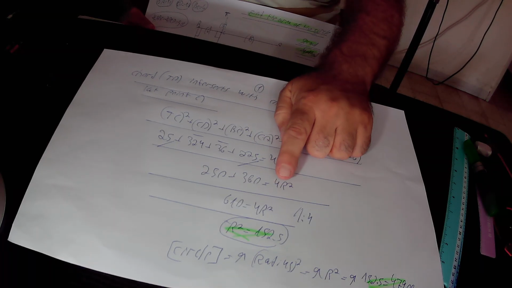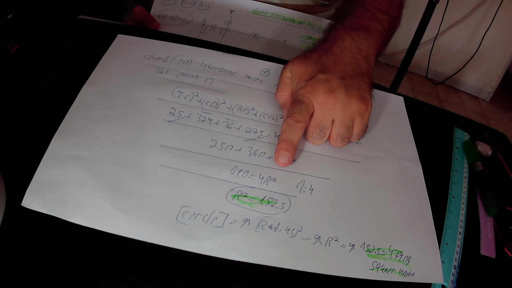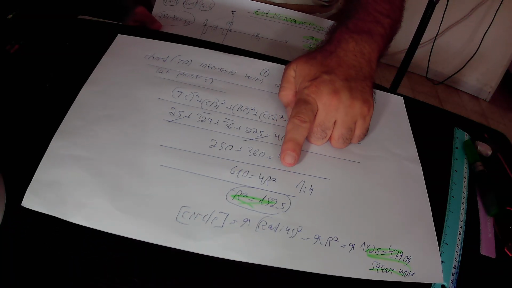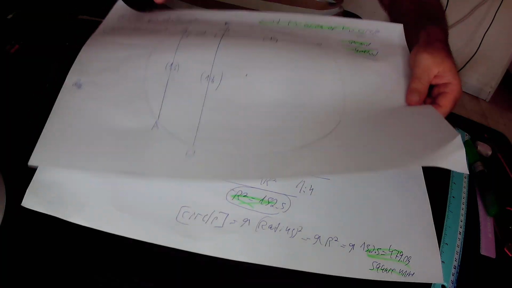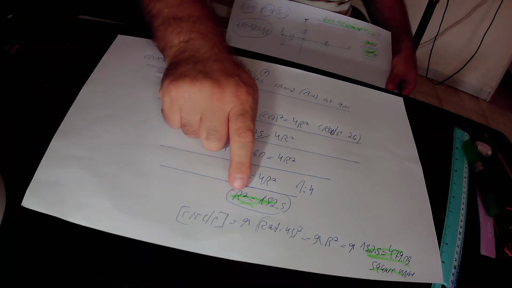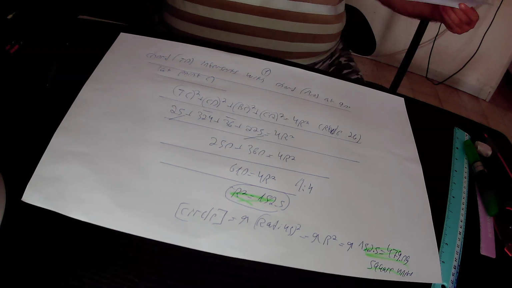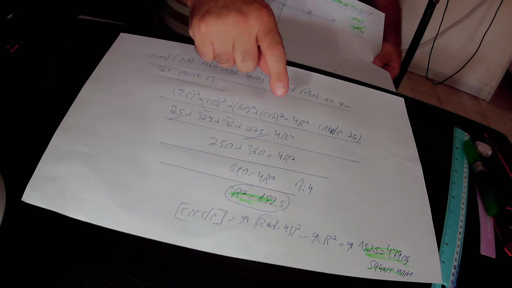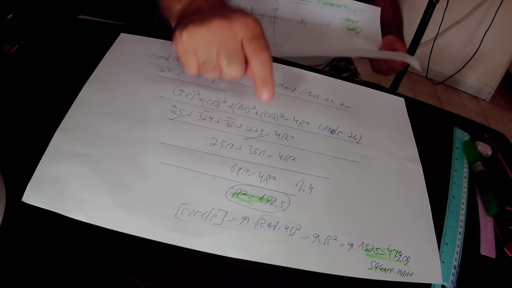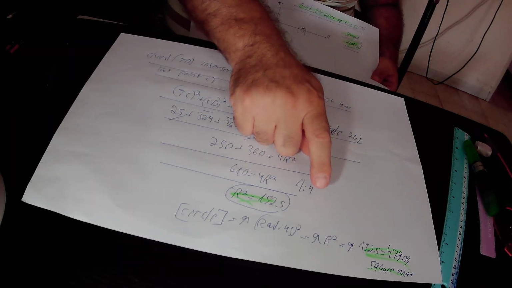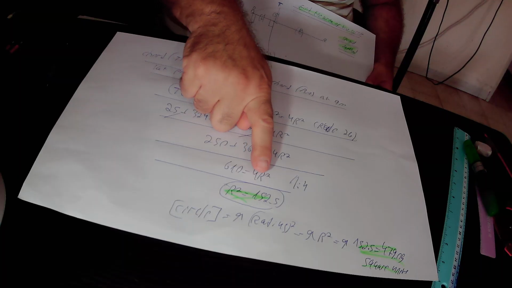Here we divide the equation by 4 and find that R squared equals 152.5. Our task is to find the area of this circle. I'm sure you know that the area of any circle equals pi times the radius of the circle squared. And therefore the area of this circle must be equal to pi times the radius of this circle squared, which is pi R squared, and R squared is 152.5.